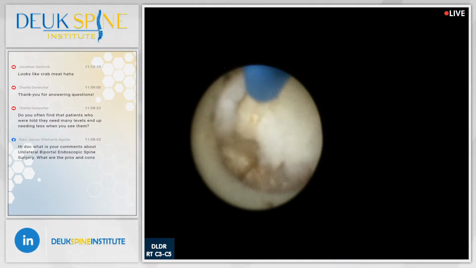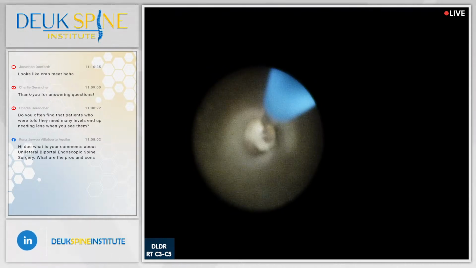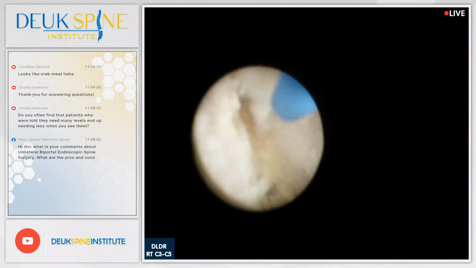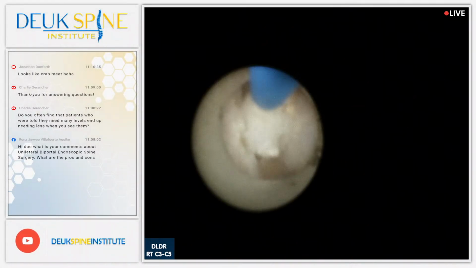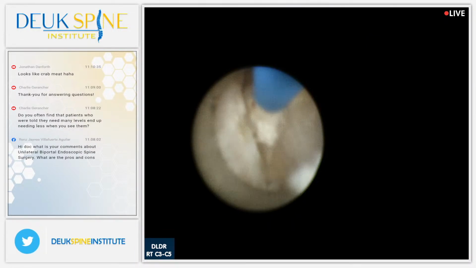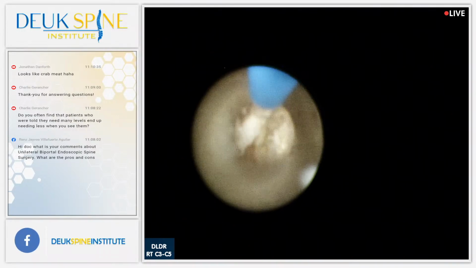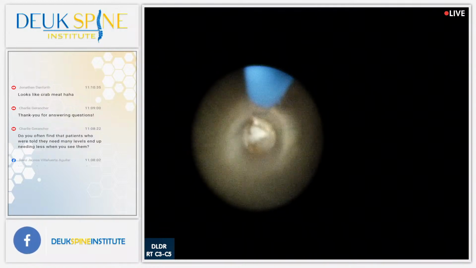So I think there are advantages to it in that it's less invasive and better for the patient than highly invasive, dangerous surgery like microdiscectomy and laminectomy, but it's still way too invasive for us at Deuk Spine. We don't do it because it's an inferior procedure.